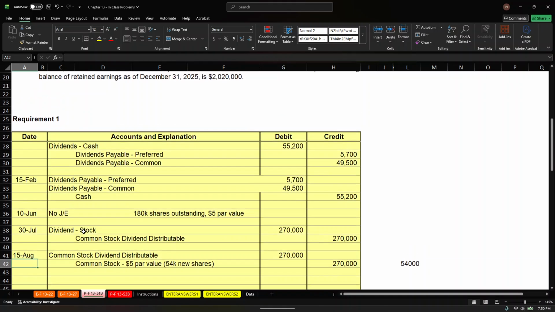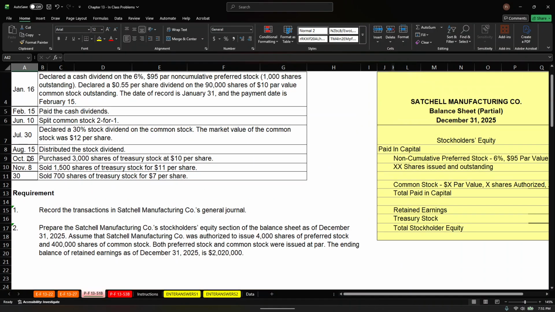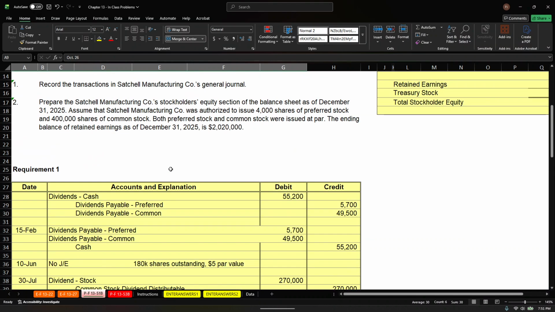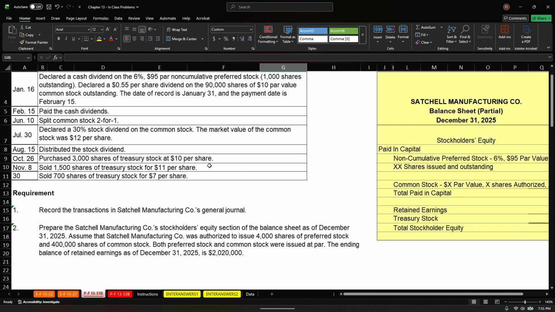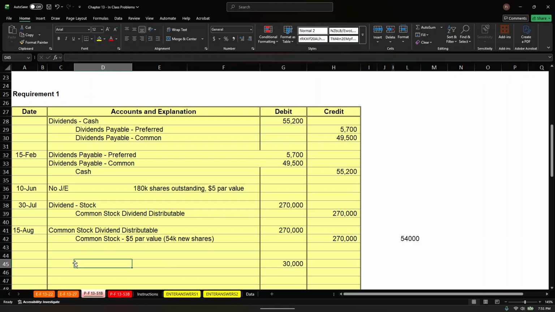Okay, so now we're going to have some treasury stock transactions. So we purchased 3,000 shares of treasury stock at $10 a share. So 3,000 shares times $10 a share. So that's going to be $30,000 worth of treasury stock that we're buying. And we're paying cash for that.